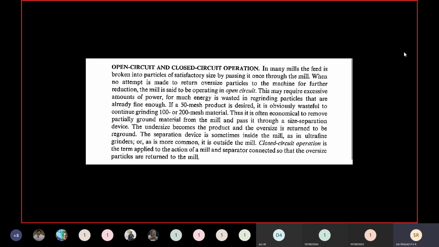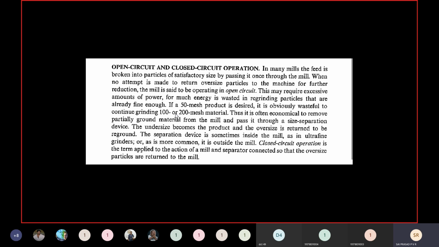So hence, if you are not taking any care to take out the heavier particles, the particles which are not crushed to the satisfactory size, again if they are not recycled to the mill, then of course that will fall under the category of open circuit. Suppose you are carrying the oversized particles again to the mill, then it is called closed circuit grinding. Now, this may require excessive amounts of power, for much energy is wasted in regrinding the particles that are already fine.